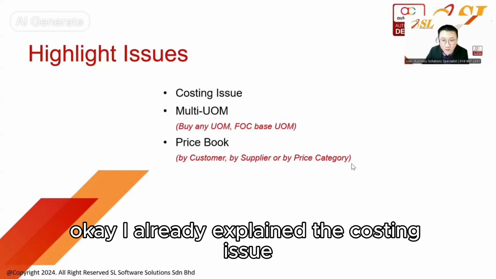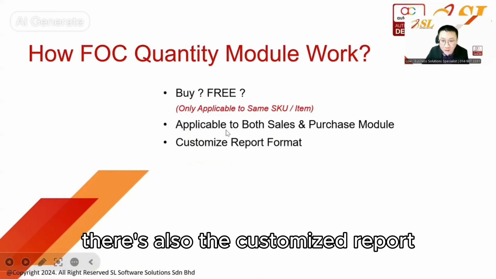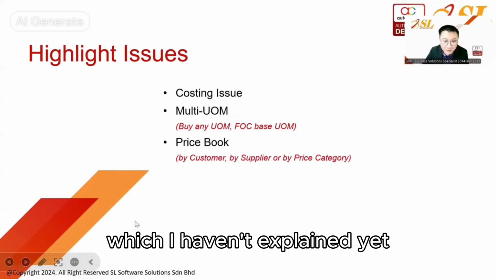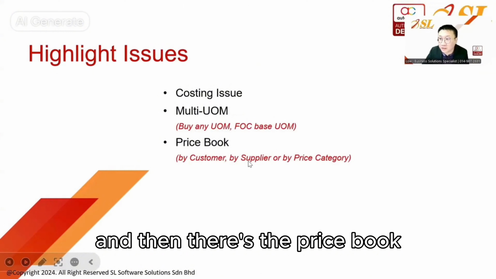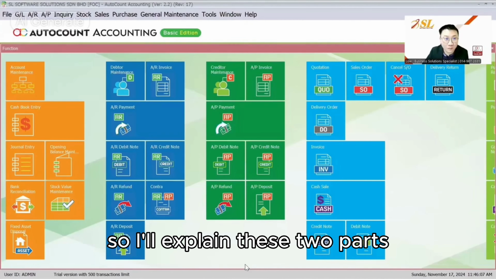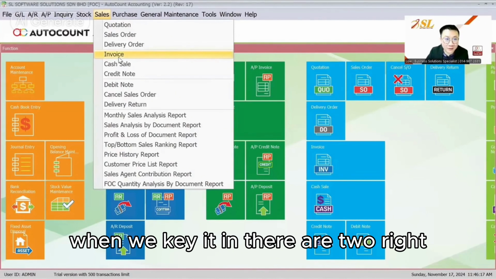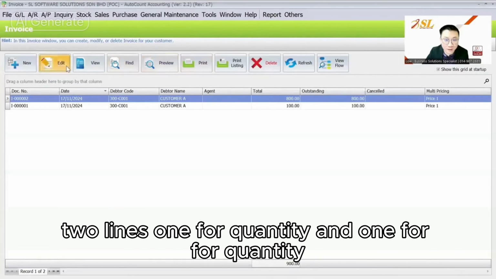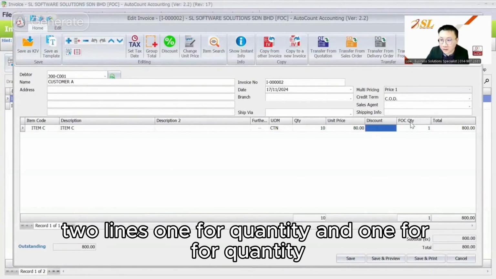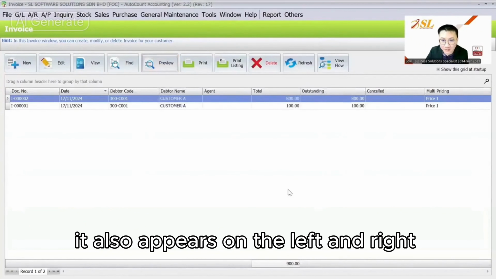So let's see if there are any other models we missed. I already explained the costing issue, and we explained multi-UOM. There's also the customized report, which I haven't explained yet. And then there's the price book, which has different prices for different customer groups. So I'll explain these 2 parts. Okay, first go to the format. You see the format of the sales invoice. When we key it in, there are 2 lines, 1 for quantity and 1 for FOC quantity. They are side by side, so when we print it out, it also appears on the left and right.